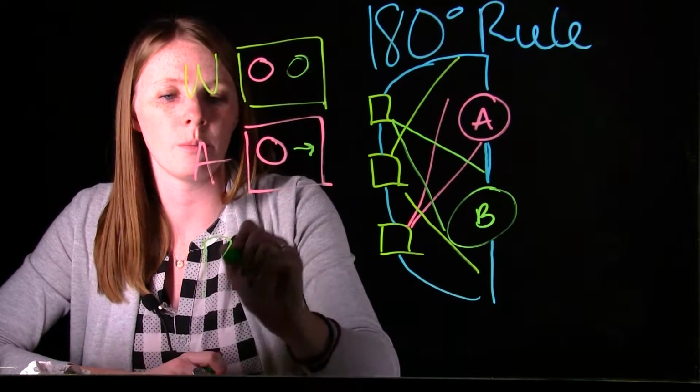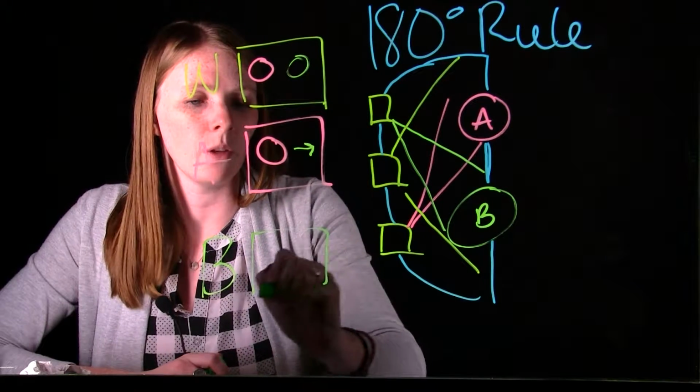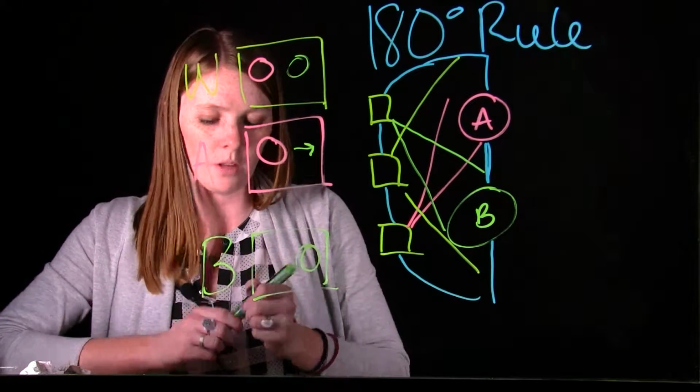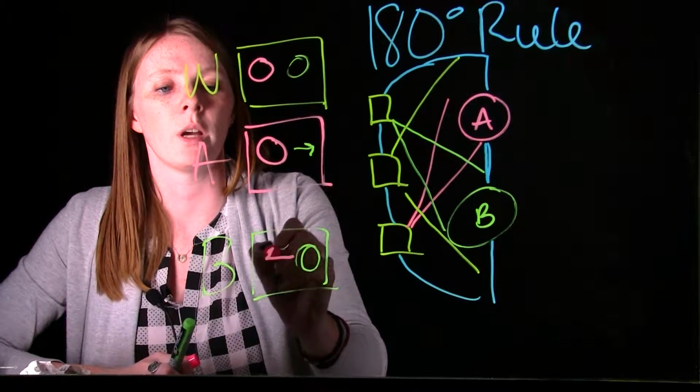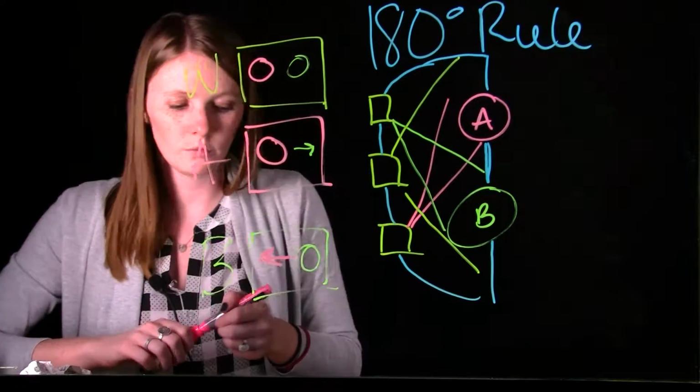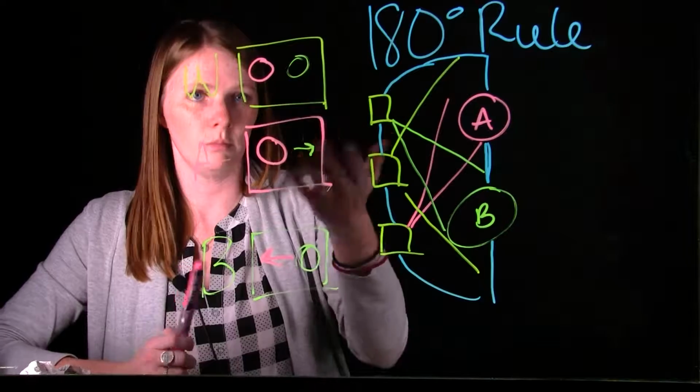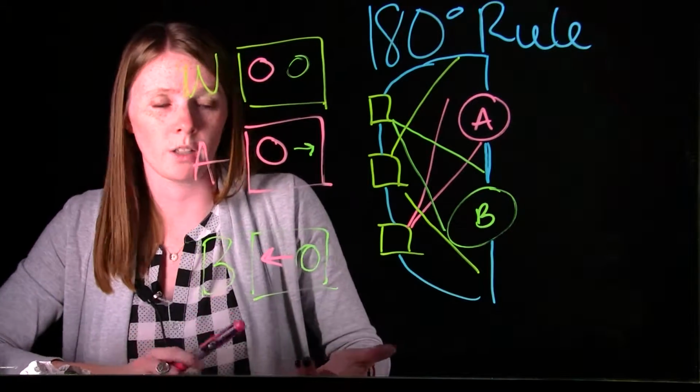Now for character B, they're going to be on the opposite side of the shot, and they're going to be looking this way towards character A. Or, they're going to mirror what's in that wide shot.